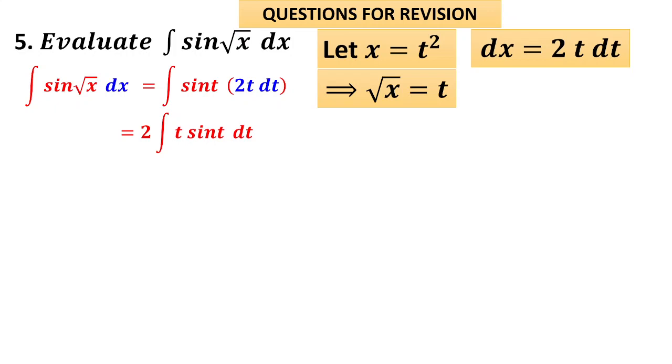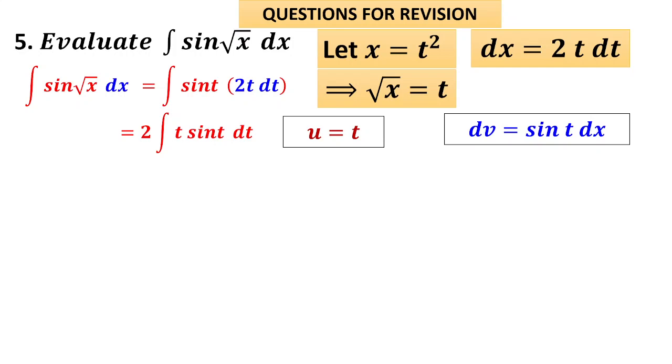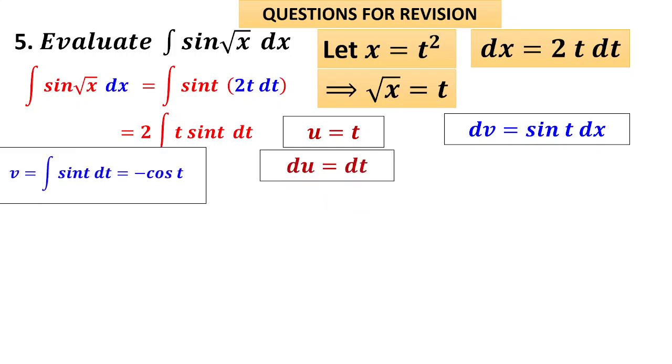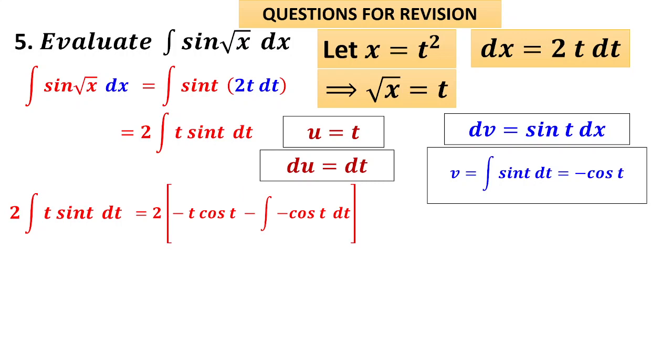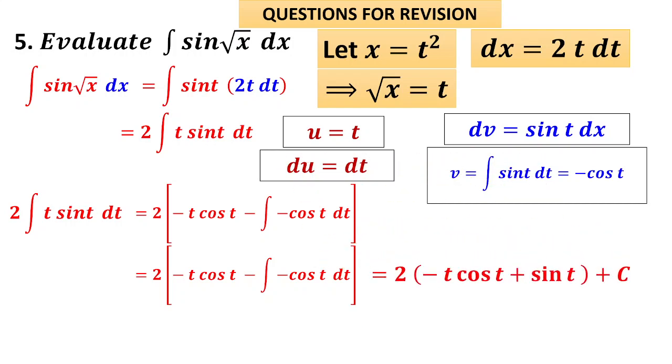Now we are visualizing this problem as a problem of algebra and trigonometry. Take u as t and dv as sin t dt, du as dt and v as the integral of sin t dt, which is minus cos t. Therefore 2 into integral t into sin t dt can be written as 2 into u into v, therefore t into minus cos t, minus integral v du, minus cos t into dt. Therefore we are getting this answer. The integral of minus cos t: minus into minus will become plus, therefore you will get plus sin t.